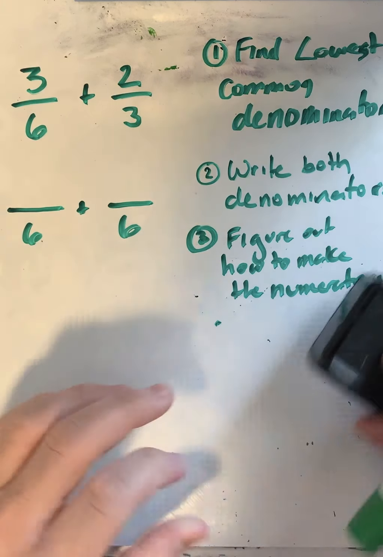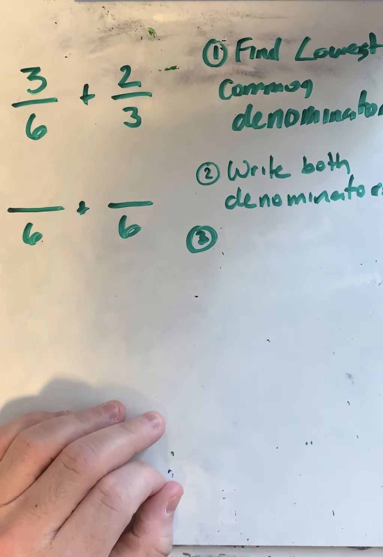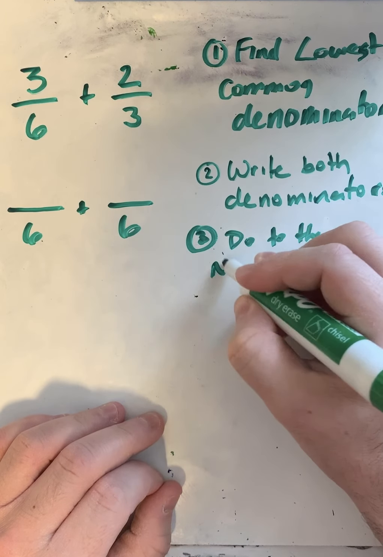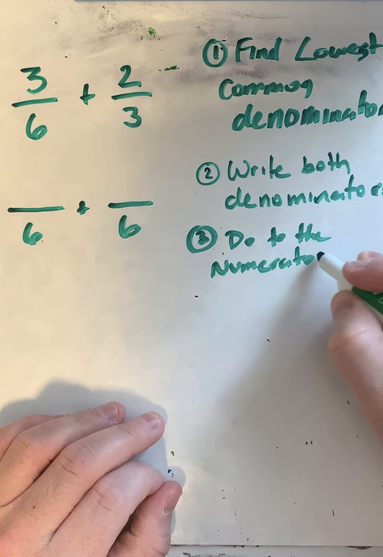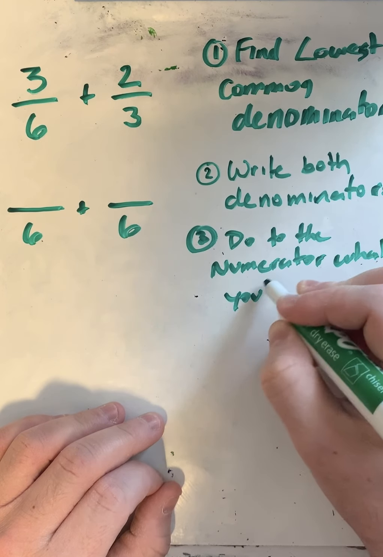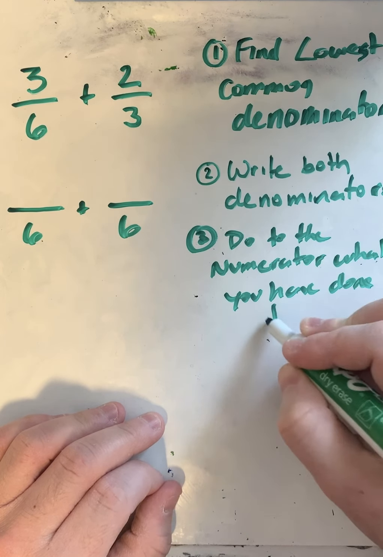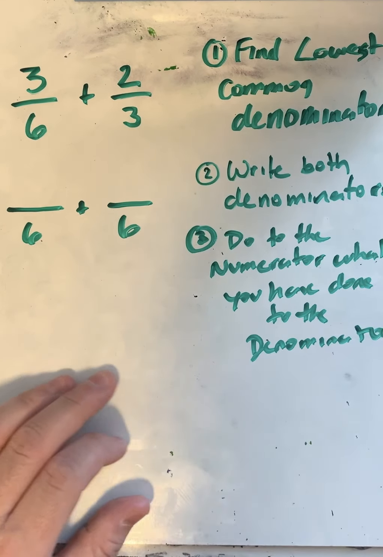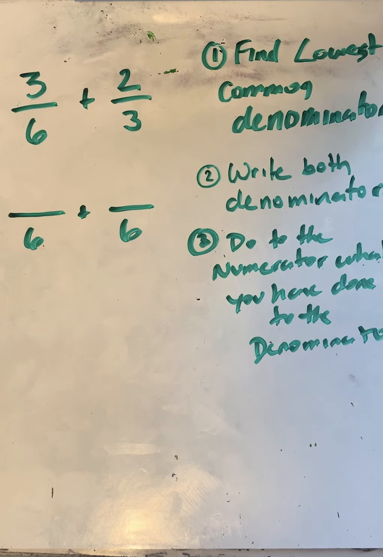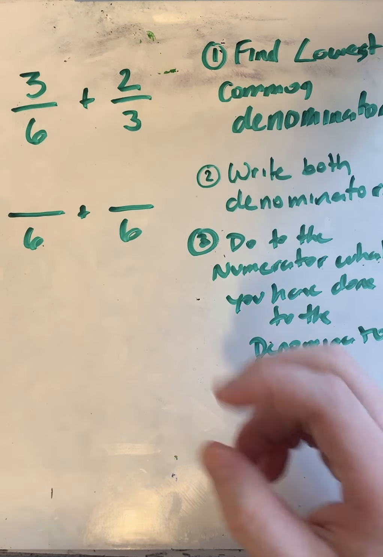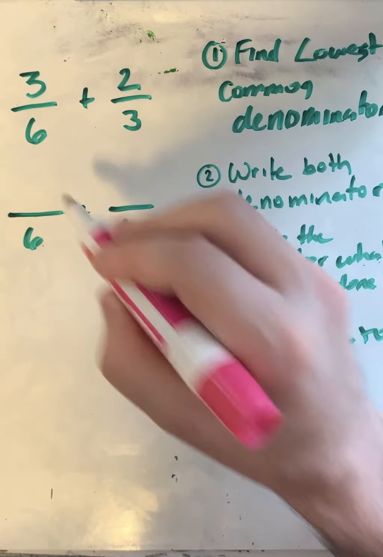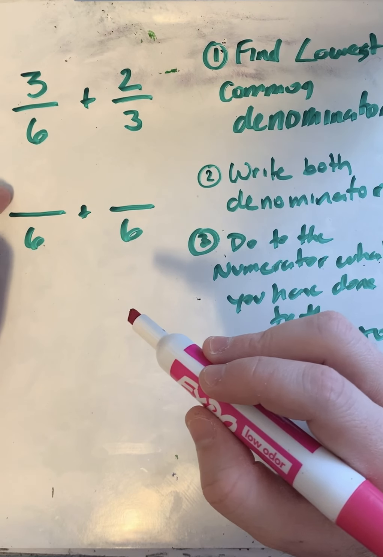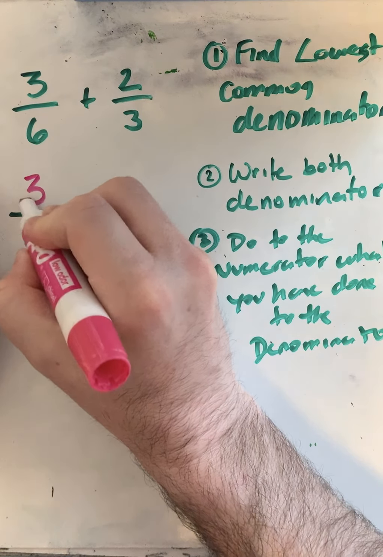maybe that's the wrong wording of it. I'm just trying to figure out the best way. I'm going to go a little bit older school: do to the numerator what you have done to the denominator. I know it's not the best English, but I think when I explain it, we'll understand. So how did I get from 6 to 6? I didn't do anything. So if I didn't do anything here, I'm not doing anything to the numerator either. So I'm going to rewrite the numerator as 3.